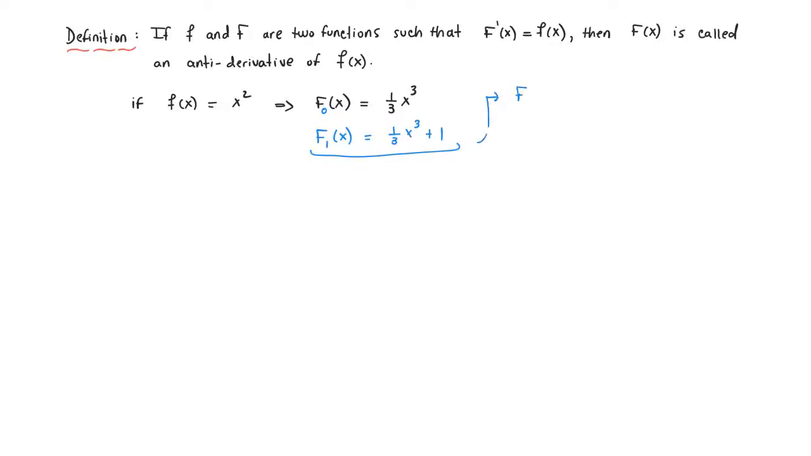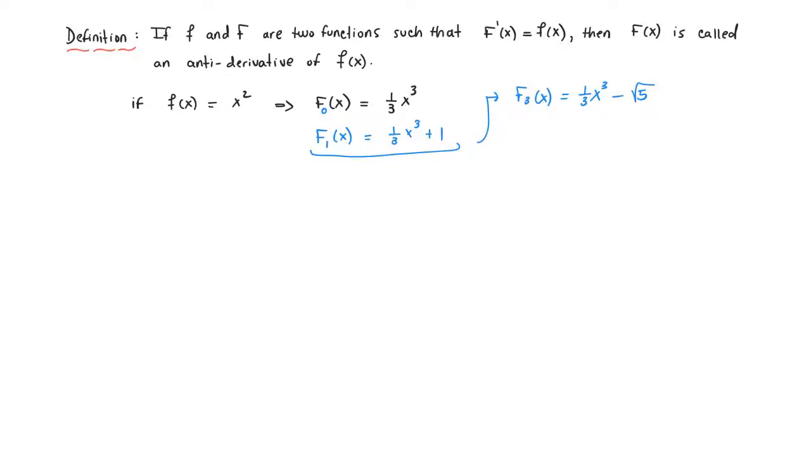F sub 3 of x could be equal to 1/3 x to the third minus square root of 5. Again, the square root of 5 is a constant. The derivative of a constant is equal to 0. So in this way, you can hopefully tell now that I can have infinitely many antiderivatives. So this particular function, little f of x, x squared, has infinitely many antiderivatives. So an antiderivative is not unique.